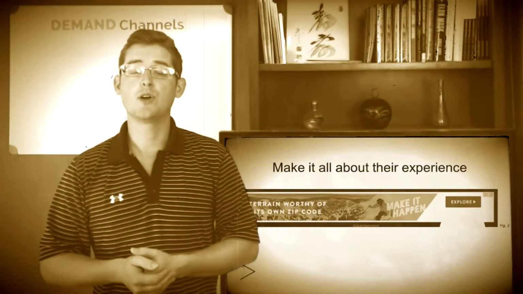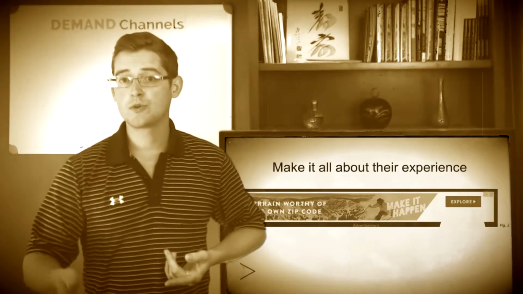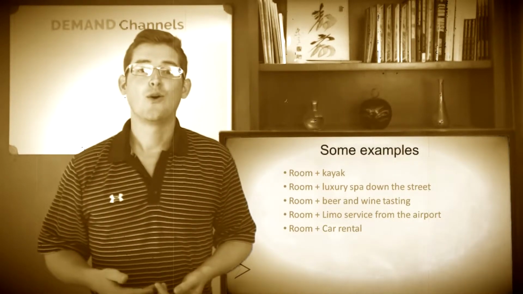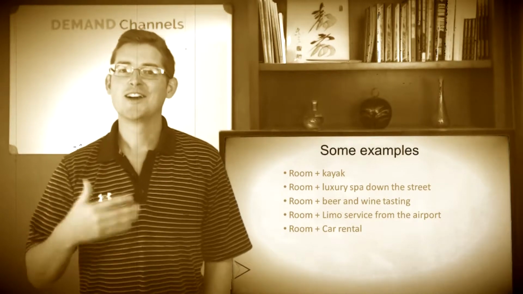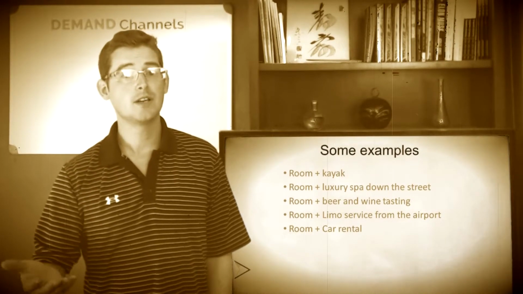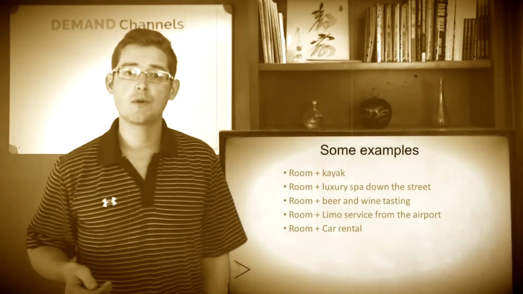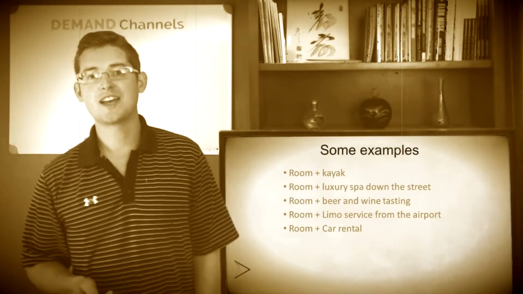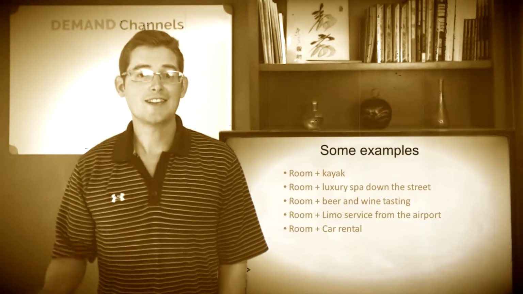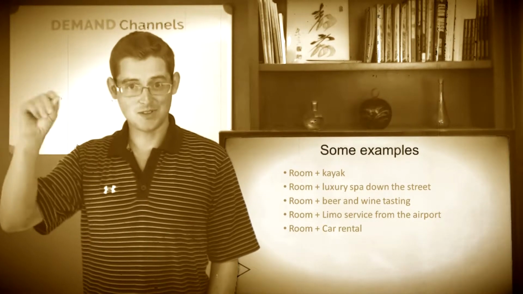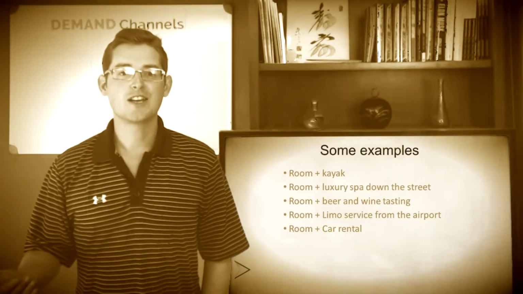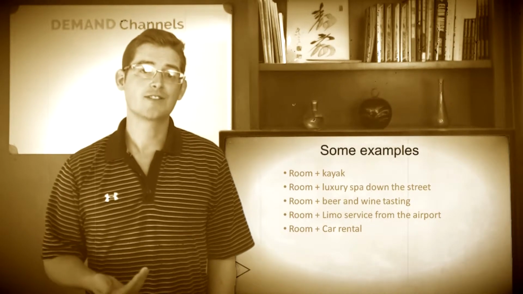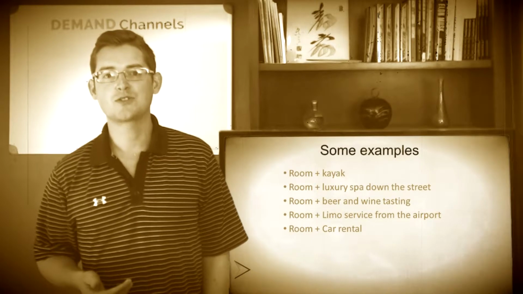Here's another example of what I mean by that. You could partner with local businesses and create pay-per-click campaigns for room plus kayak, or room plus luxury spa down the street, room plus beer and wine tasting, room plus limo service from the airport, or room plus car rental. Now, none of these have to be complex. One B&B I know, for example, created an arrangement with a local ice cream store where whenever guests show them their keys with the logo on it, they would get a free ice cream cone. This made it possible for the B&B to add a bit of interest in their advertising, and the ice cream store was happy with the extra business.